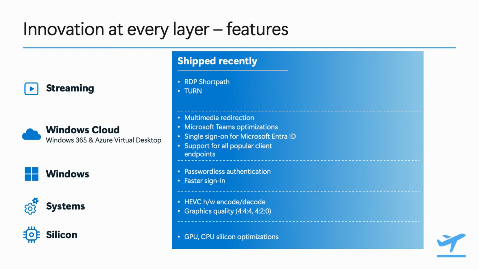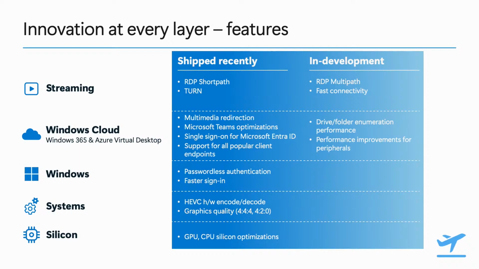Now, let's look at what's in development and coming soon. We have RDP Multipath, where we try to establish connections over multiple paths at the same time, multiple UDP connections, multiple TCP connections between the same pair of endpoint and your Windows in the cloud. With this, we are able to deliver higher reliability and longer MTTF just because when one connection drops, we are able to fall back to another one. Rinku will be showing a demo of this later in this session.